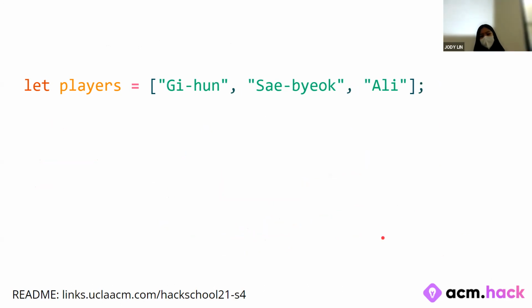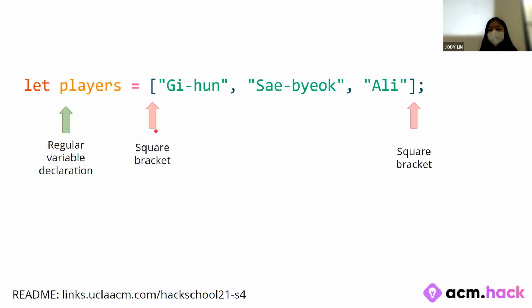So let's actually just break down what the syntax is. We start arrays with a regular variable declaration. This is nothing new to us. So let, the name of the variable, in our case players, equals. And then we're going to surround the list of values we want with square brackets. In other languages, you might see something like a curly bracket. In JavaScript, it's a square bracket. And then we're going to separate each of the values we put inside with a comma, right?